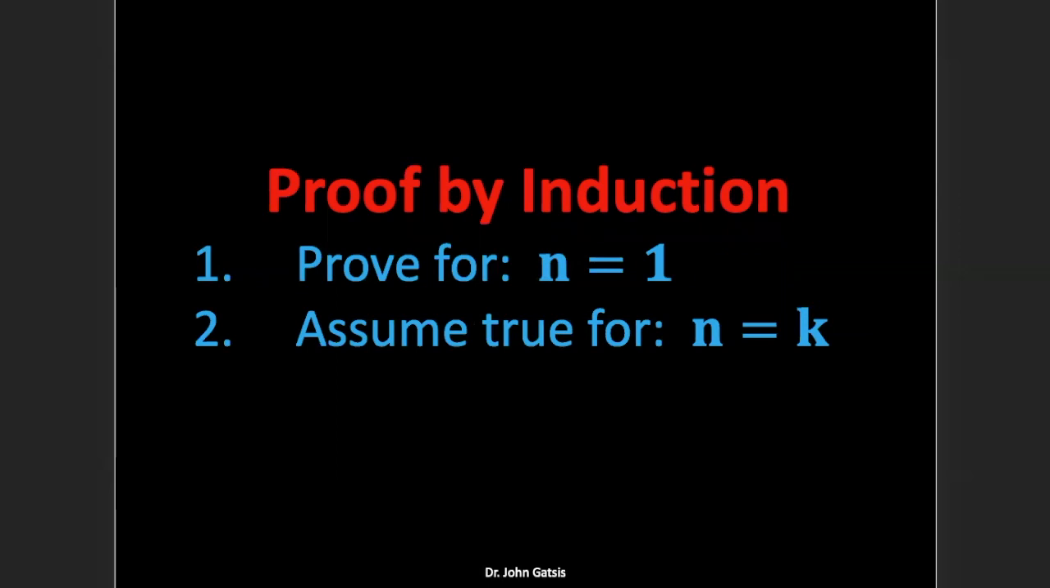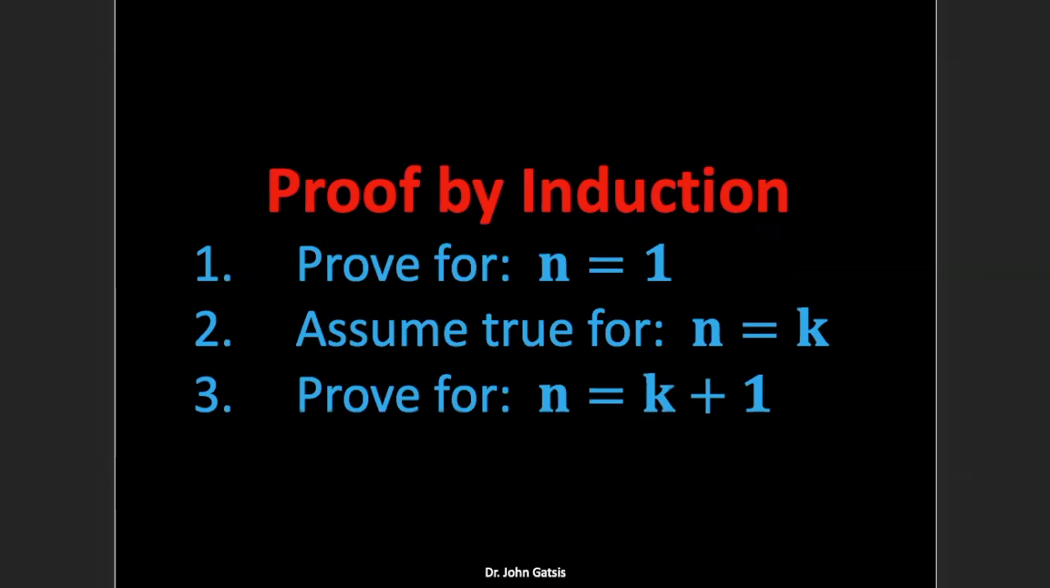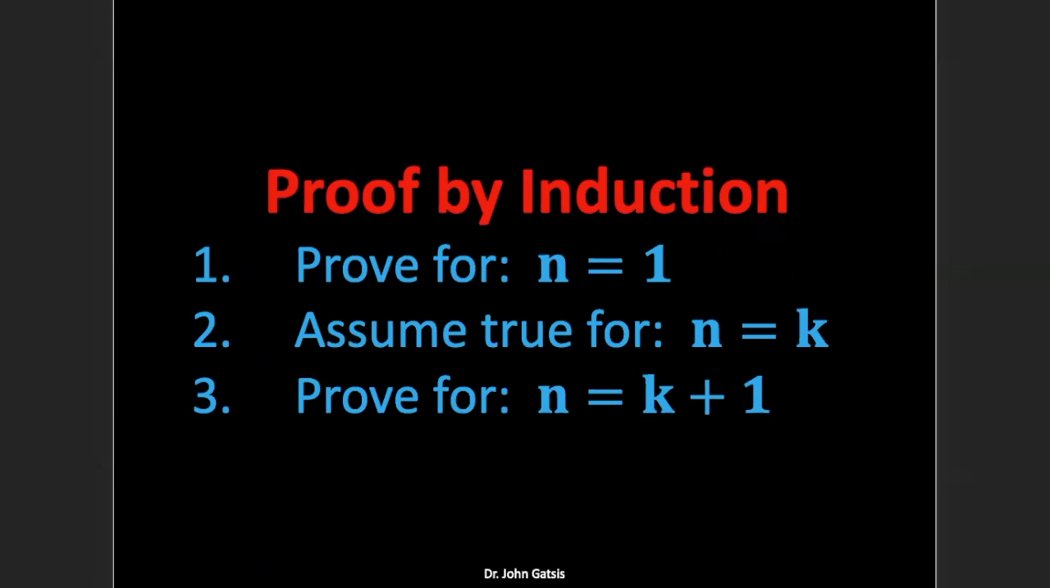Then, you assume that it is true for some natural number k. So you assume that it's true for n equals k. Then, the third part is to prove that it's true for k plus 1. So if you prove the third one, you'll end up with a sequence that's unbroken from n equals 1 to infinity. And that's the idea here. To prove by induction is to create this chain reaction.